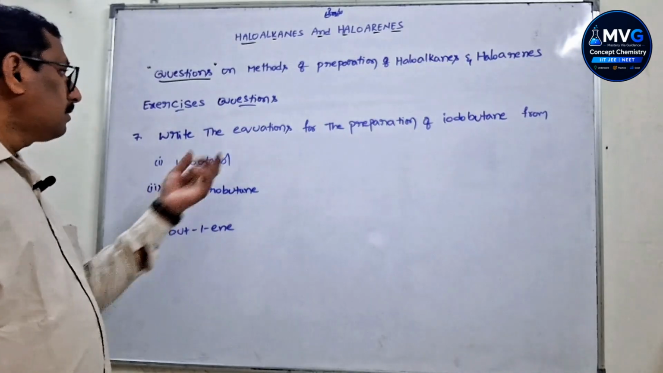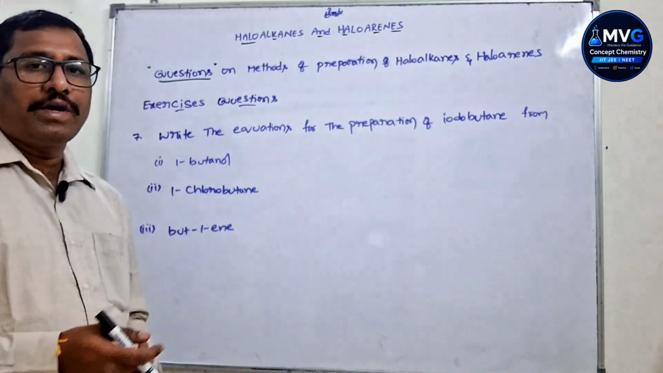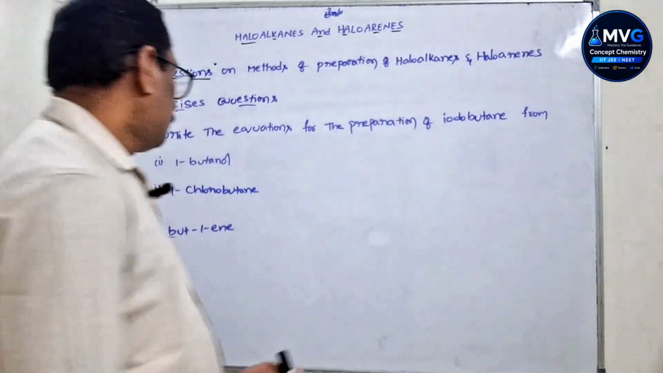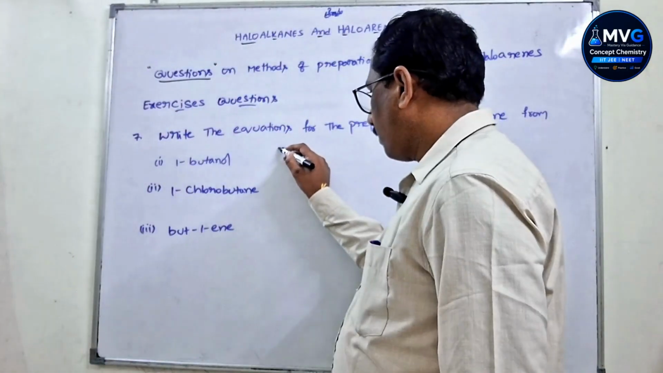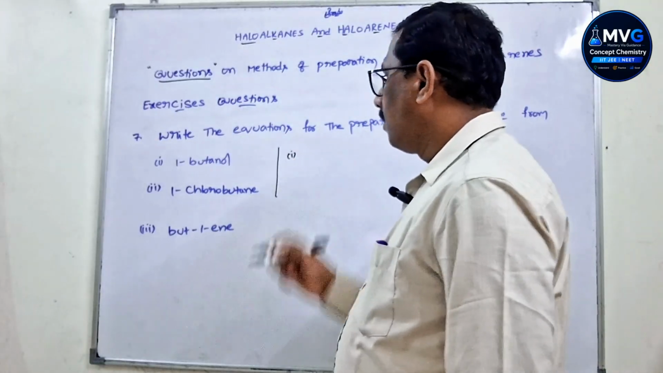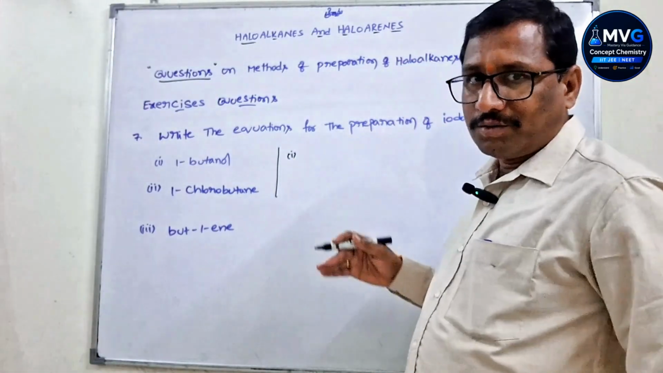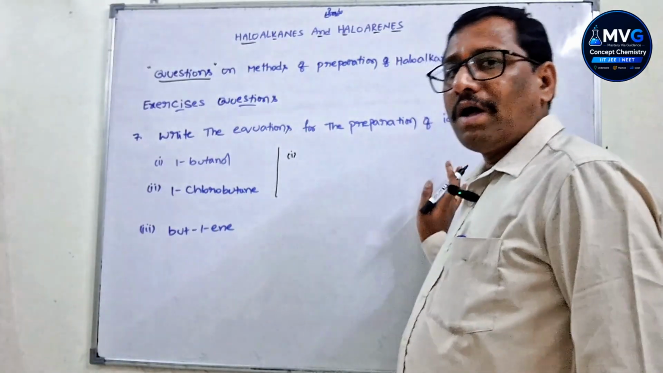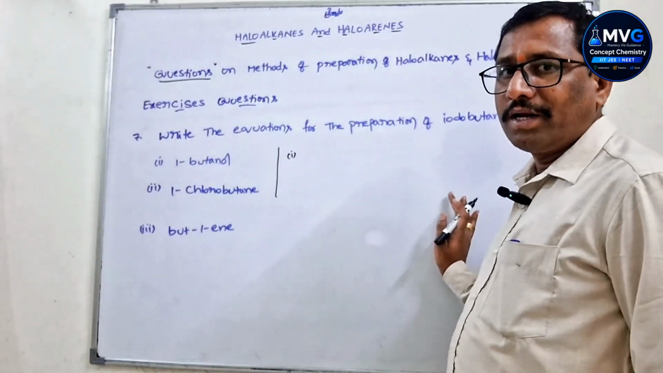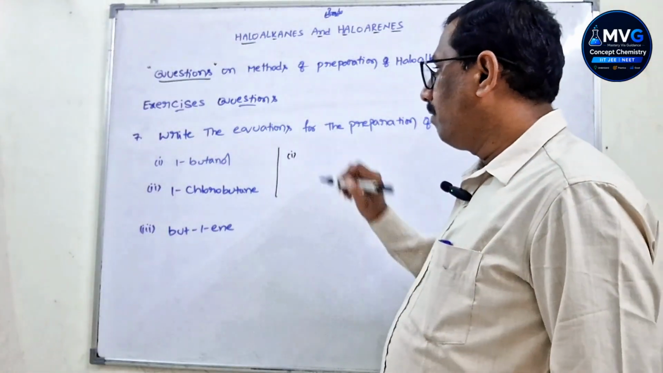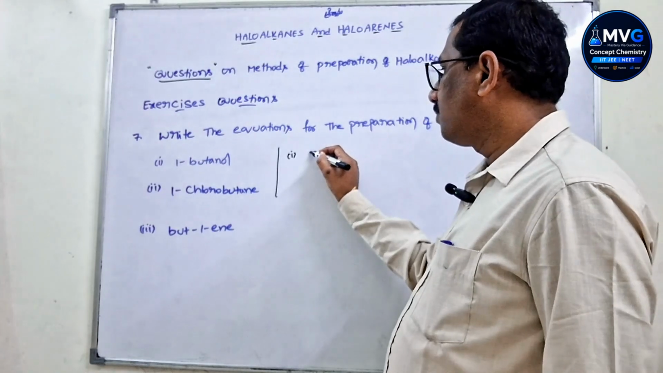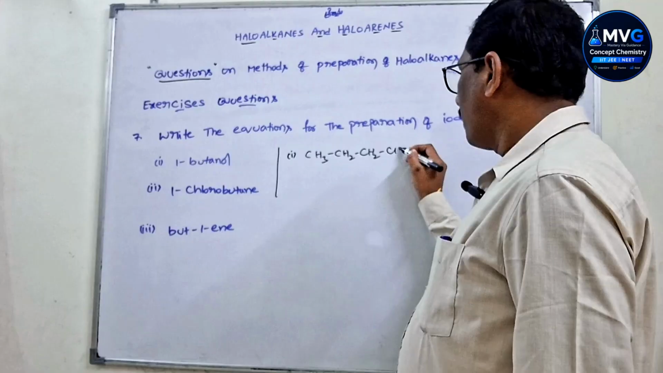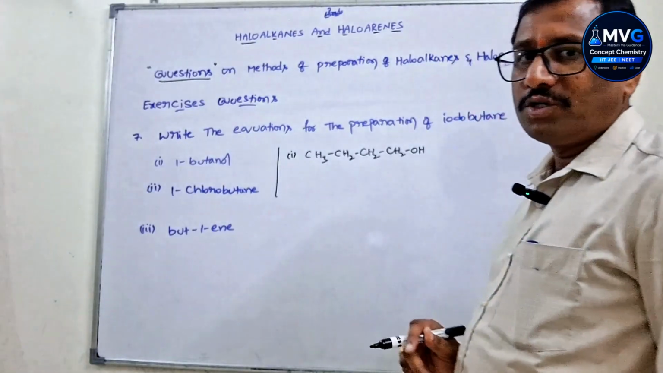Next, in this question, students, write the equations for the preparation of iodobutane from these compounds. Now here, students, we can write this. First question, butanol, students. In-text questions today, in this video only. First question I explain. Butanol to iodoalkanes, means alcohol to iodoalkane preparation, same like this. Here, one butanol structure. Butanol means how many carbons? 4 carbons. CH3, CH2, CH2, CH2, OH is the butanol.